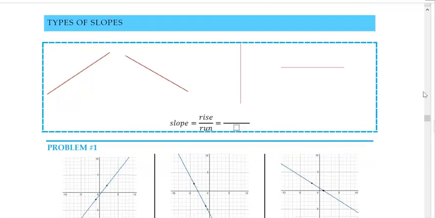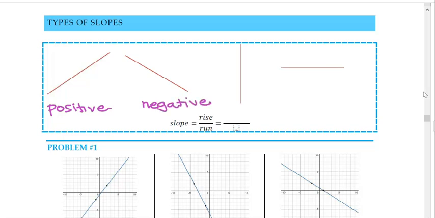All right, let's talk about slope. Slope is rise over run, is how we're going to look at it in the first place. If we're looking at a graph and a line is increasing as it's going from left to right, that means it has a positive slope. If it's decreasing as we look at it from left to right, then that means it is a negative slope.